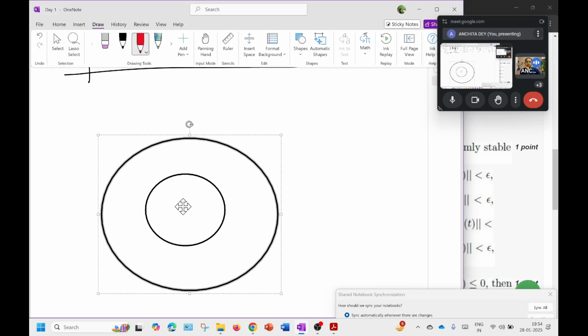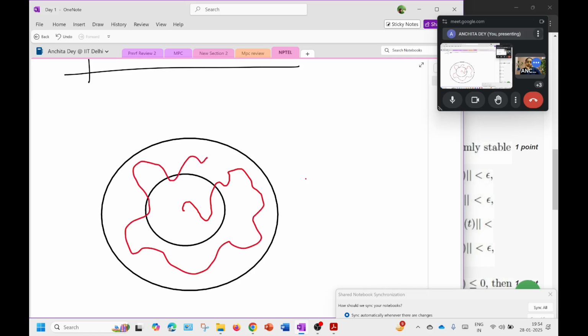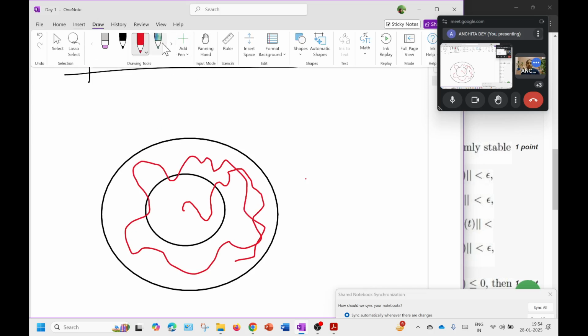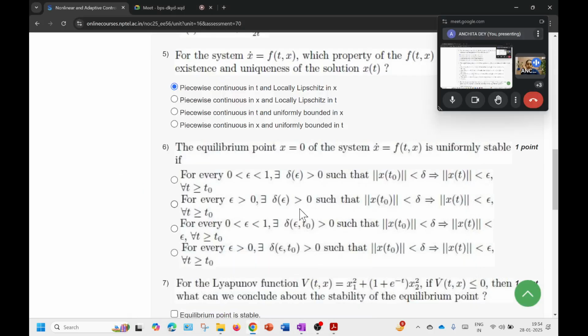And it simply means that if you start inside the delta ball, no matter what you do, for all time you will always stay inside the epsilon ball. Okay, that is basically the notion of uniform stability. So it's irrespective of where you start from, but if you start inside this, you will always stay inside the larger ball.